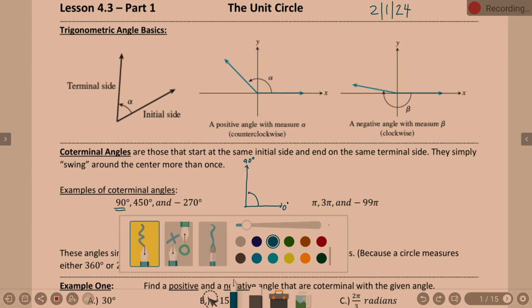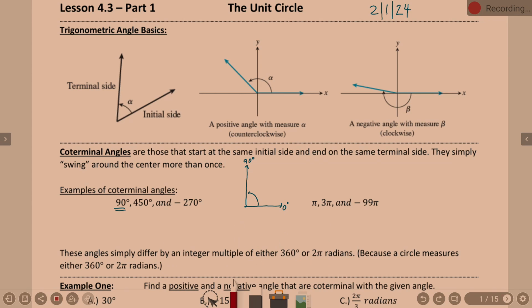Now, 450. What do you know about 450? It's big. Okay, more than a full circle? Go with that thought. More than a full circle. So now, where do I start? I still start at 0.